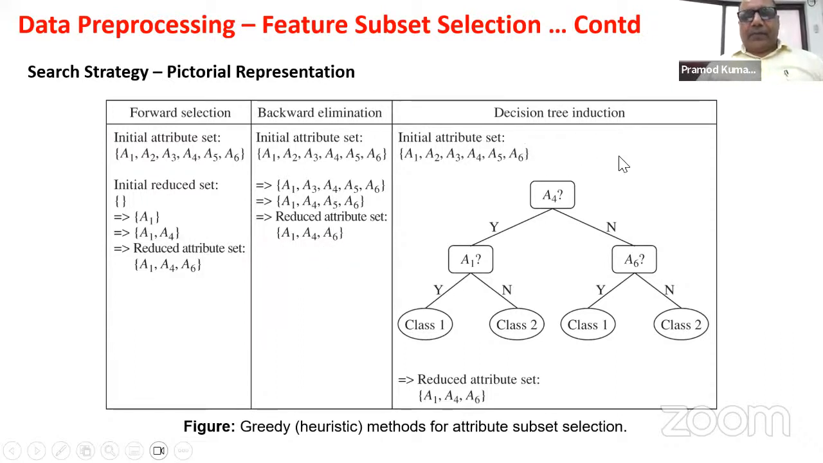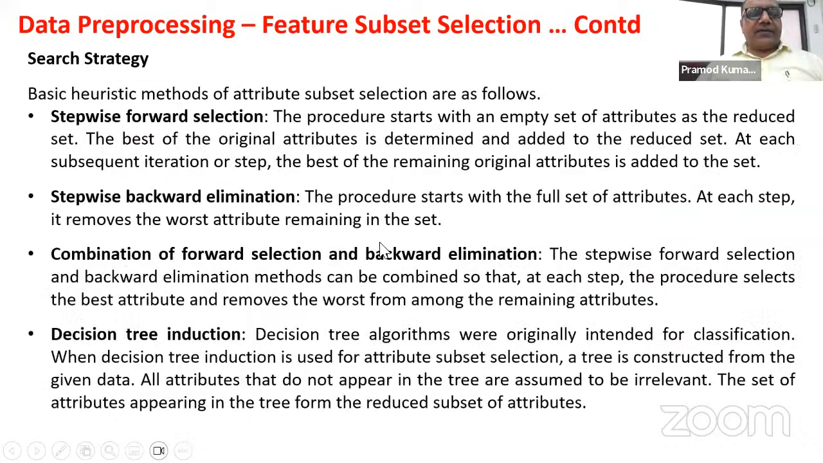In case of a decision tree, what happens? Suppose this is a decision tree for a binary problem, I mean, only two classes are there, a binary classification problem. So we made a decision tree, and it says that if the attribute value of A4 is this and the attribute value of A1 is this, then it belongs to class 1. If this is yes, this is no, it belongs to class 2, and so on. So here we got that A4, A1, and A6 are the relevant features for the task at hand. So the feature subset which is found is A1, A4, A6. This is how we can think of the search strategies.